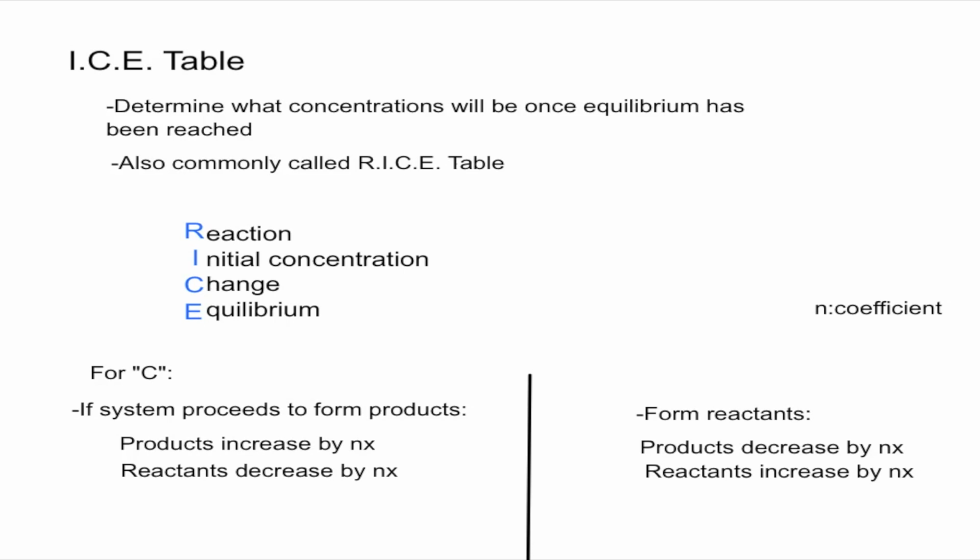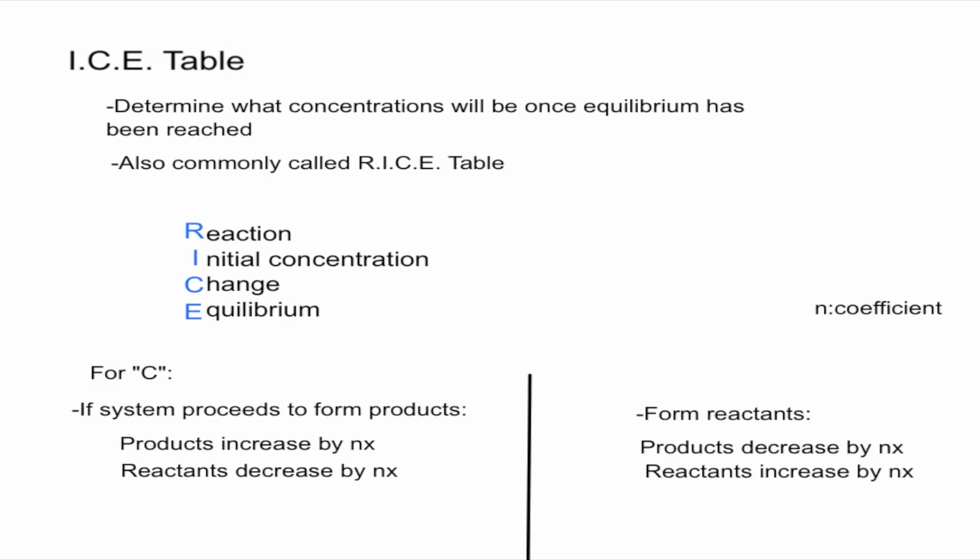In this video, I'm going to talk about ice tables. An ice table is a problem-solving method or strategy used to determine what the concentrations will be once equilibrium has been reached, meaning that it helps you find out the concentrations of products and reactants at equilibrium. Ice tables are also commonly called rice tables because of the addition of one more factor to the chart. So ICE or RICE stands for reaction, initial concentration, change, and equilibrium.